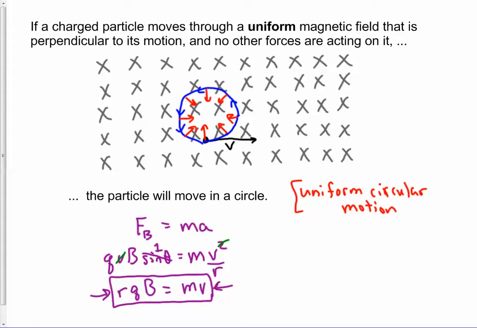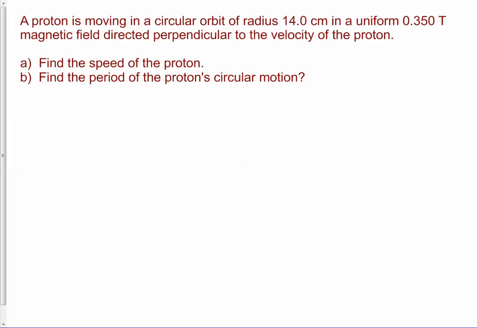Okay, so let's try this out. We have a proton again, and it's moving in a circular orbit of radius 14.0 centimeters in a uniform 0.350 Tesla magnetic field directed perpendicular to the velocity of the proton. So we want to know how fast the proton's moving, the speed, and then, just as an added bonus, we'll figure out the period of the proton's circular motion.